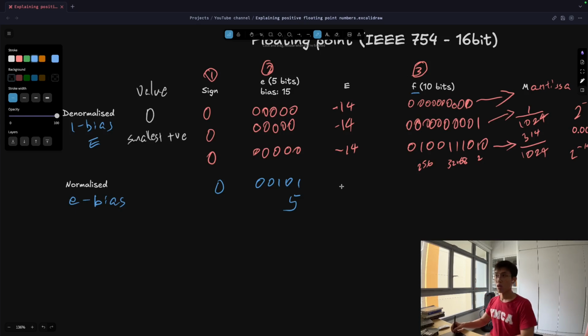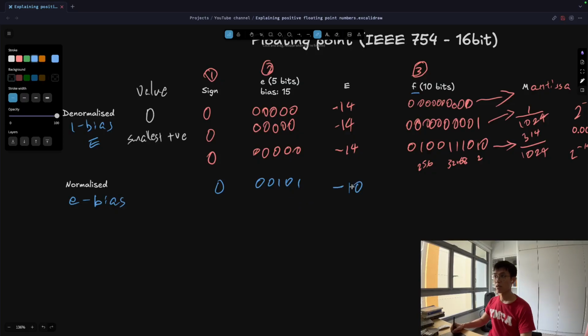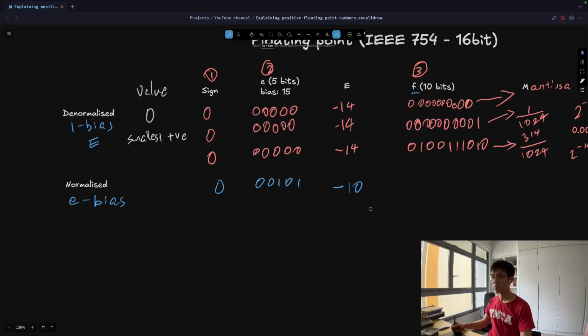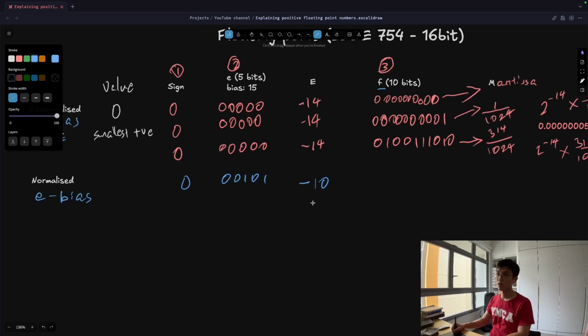So if we do 5 minus 15, this is negative 10. So let me rewrite that, negative 10. So if we bring this over here, you can see 2 to the power of negative 14. So now it's 2 to the power of negative 10. For the fraction, let's use the smallest one that we have first. So let's say 0, 0, 0, 0, 0, 0, 0, 0, 0, 1.